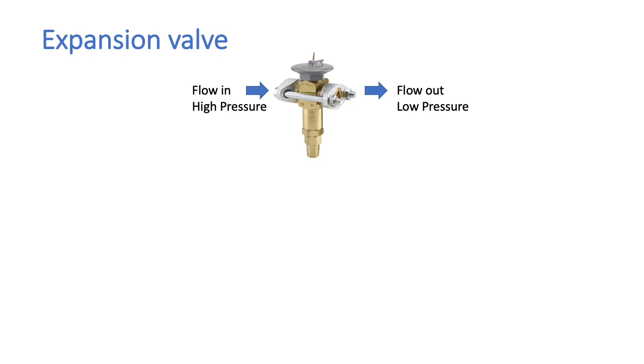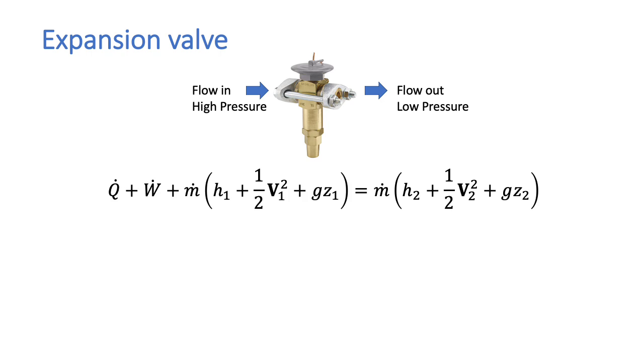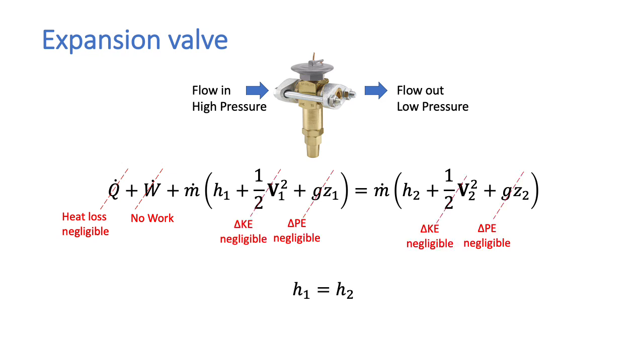The expansion valve is a simple device in which fluid flows in at high pressure and it flows out at low pressure. We can do an energy balance on this by treating it as a control volume. In the expansion valve, there's no heat transfer, there's no work done, and changes in potential energy and kinetic energy are negligible. The energy balance then simply becomes H1 is equal to H2. The enthalpy of the fluid remains constant as it flows through the expansion valve.